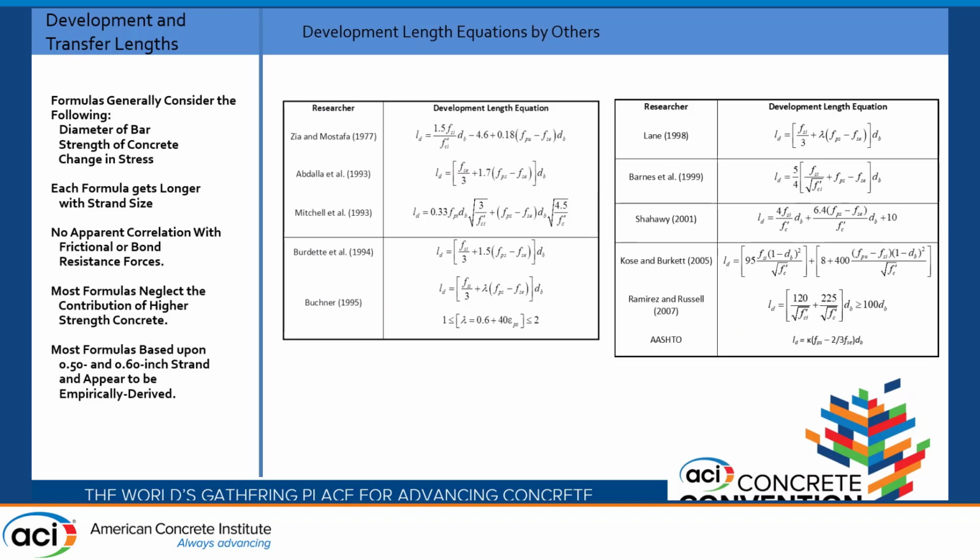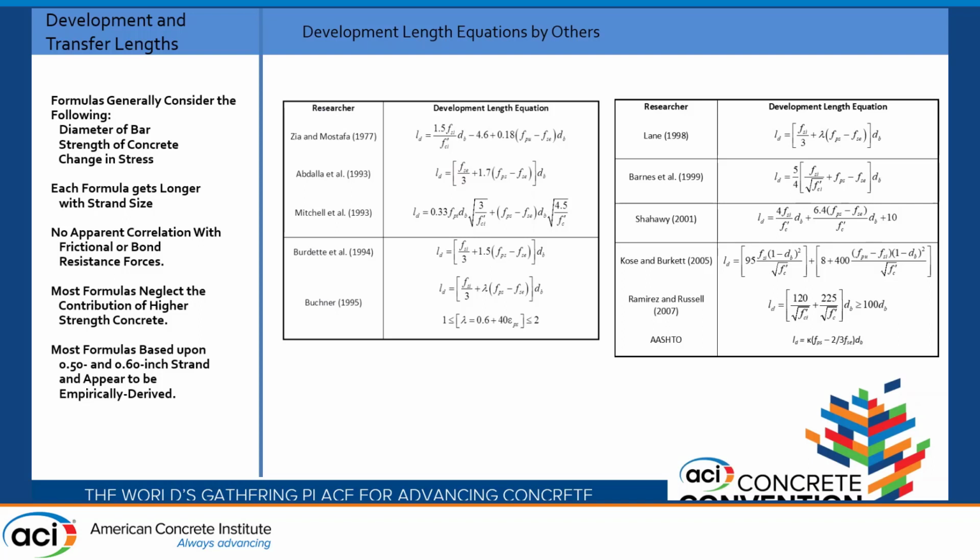In this configuration, we also looked back at some of the historic development and transfer length equations that have been proposed. And in it, we found a couple of things. One, which kind of makes sense, is that the development transfer length should be dependent upon the diameter of the bar. The bigger the bar in the concrete, the longer the development length and transfer length. Makes sense, right? Or at least intuitively.